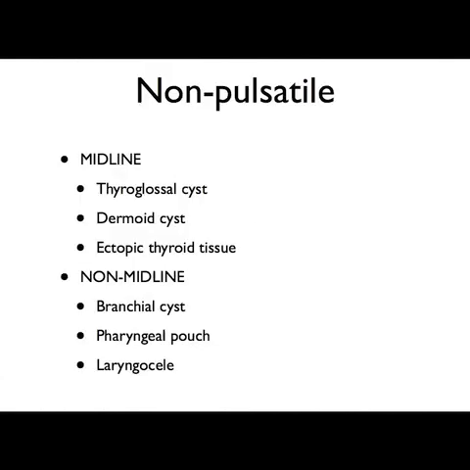So non-pulsatile lumps, those in the midline, so thyroglossal cysts, which tend to be around the hyoid bone and move up with the protrusion of the tongue. Classic. Dermoid cysts and ectopic thyroid tissue. Other non-pulsatile lumps are those not found in the midline, so a branchial cyst, pharyngeal pouch, or laryngocele.